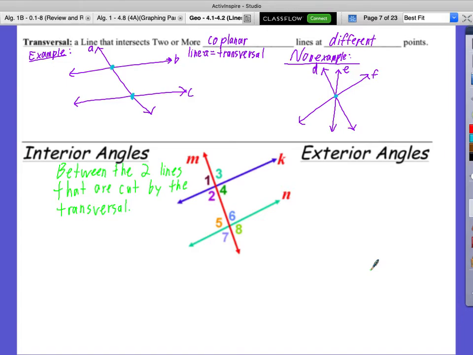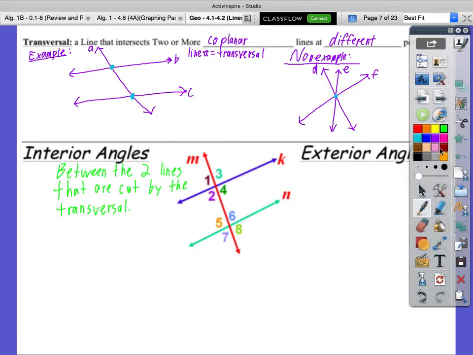So in this very colorful picture, what line is acting as our transversal? M, as in M&M, or M as in moons, is acting as a transversal. So what are the two lines that are cut by the transversal? K and N. So these interior angles are going to be inside of these, between those two. Can somebody give me an example of an interior angle here?